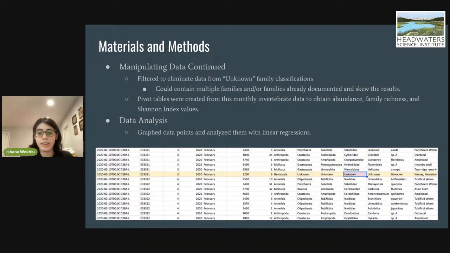Next, we filtered the data to eliminate data with unknown family classifications because this category could contain multiple benthic invertebrate families or families that were already documented at a specific site and skew our results. We matched monthly salinity data from our 3 sites with the invertebrate data from the same sites and months, next creating pivot tables from this monthly invertebrate data to calculate abundance, family richness, and Shannon index values. And finally, we graphed our data points and analyzed them with linear regressions.